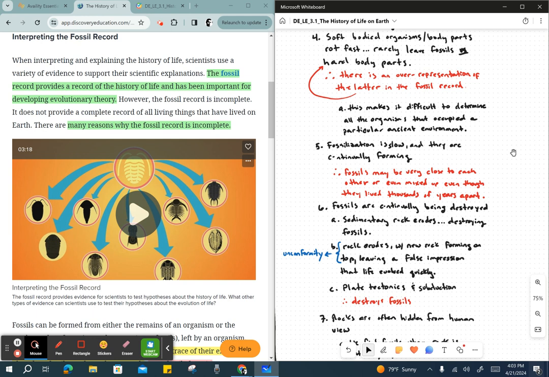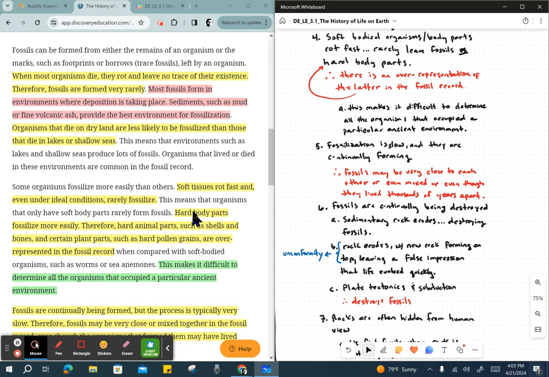And oftentimes, the fossil record is, as your text says, overly represented by these hard parts. It leaves us with a disproportionate amount of hard tissue versus soft tissue, right? And that makes it difficult for us to really determine all the animals, all the organisms, all the plants that may have been living in a particular environment at a particular time.